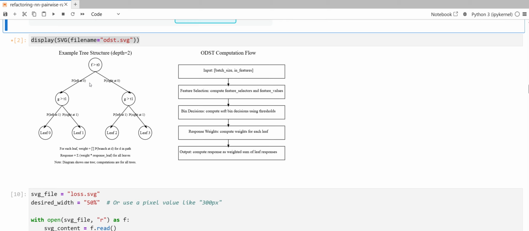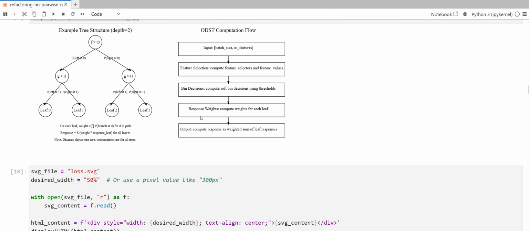Now on the right, we have the ODST computation flow, basically the step-by-step process. First, we have our input, a batch of data. Then, feature selection. The model decides which feature it's going to use to split the data at each depth. Next, bin decisions. This is where the magic happens. Instead of hard yes or no splits, we get soft decisions, probabilities. Then, response weights. Each of those leaf nodes at the bottom of the tree has a response, and these responses get weighted based on the probability of reaching that leaf. Finally, the output is just a weighted sum of all those leaf responses.